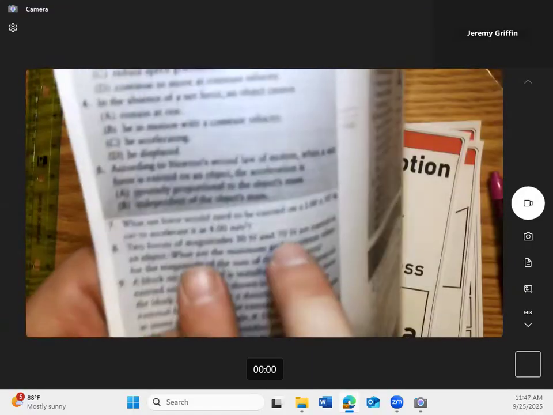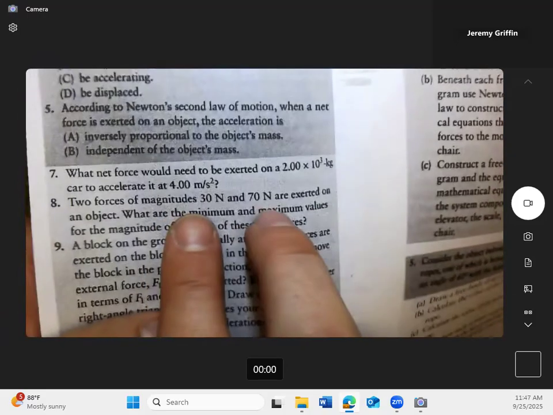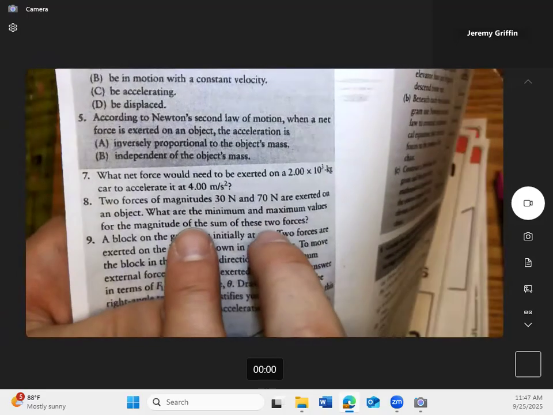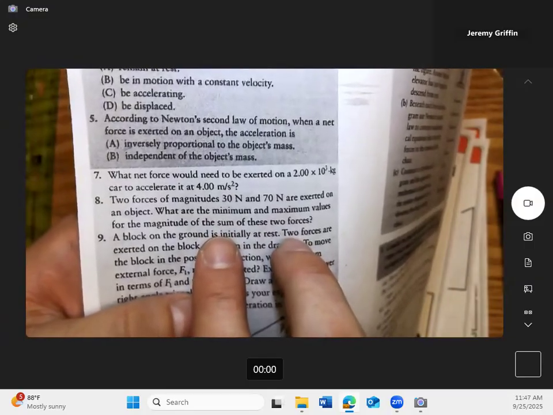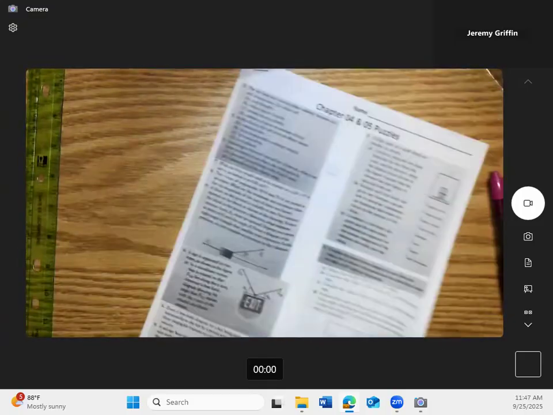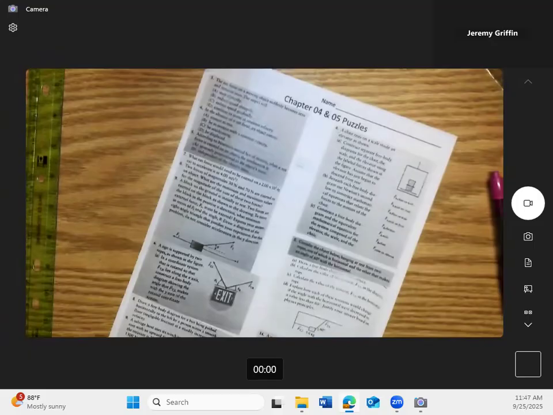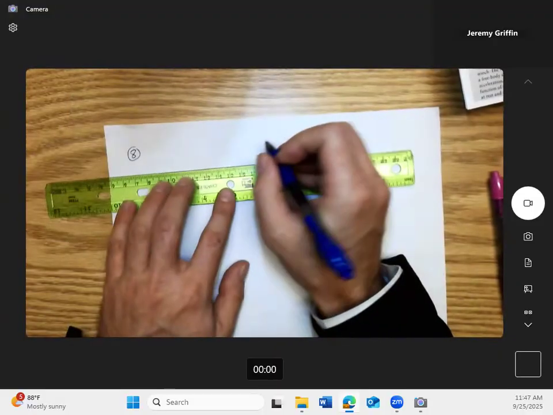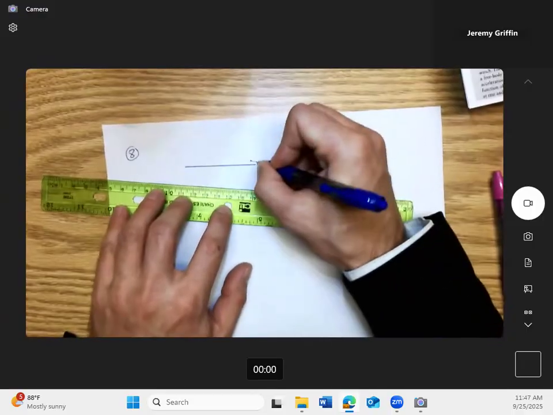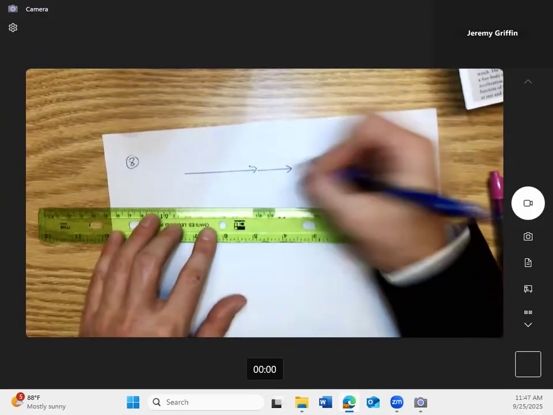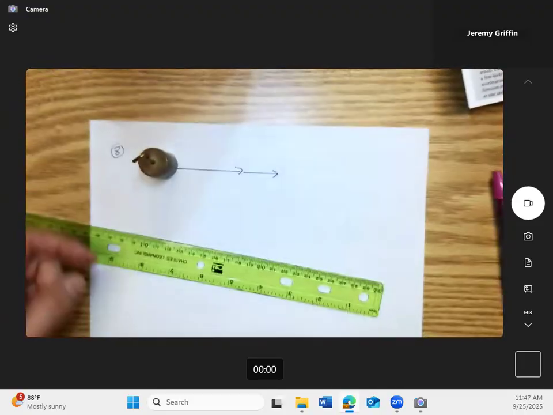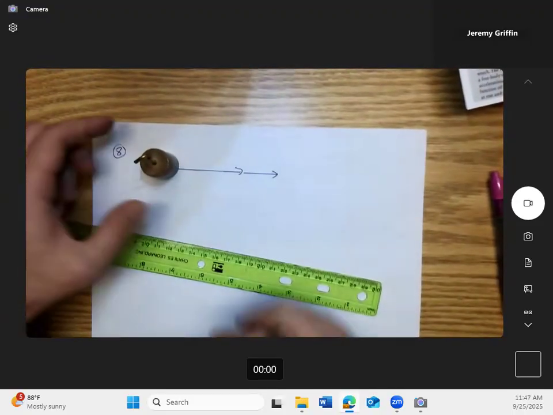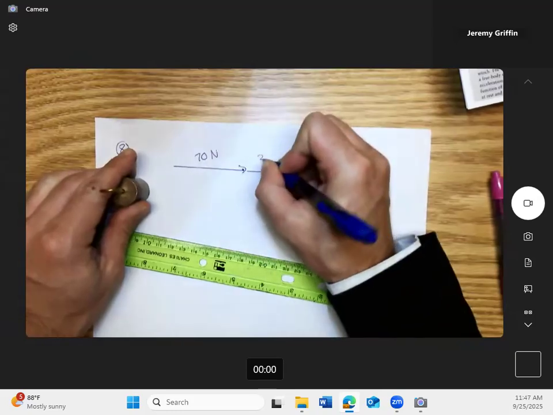Let's do number 8. It says two forces, with magnitudes 30 newtons and 70 newtons, are exerted on an object. What are the minimum and maximum values of the magnitude of the sum of the forces? Keep in mind forces are vectors, so they could have any spatial direction. Let's come up with a bunch of combinations. I'm going to draw this out. Could you have 70 newtons and 30 newtons acting in the same direction on an object? Suppose that's my object, pushing with 70 and 30 both to the right. This would be 70 newtons plus an additional 30 newtons.